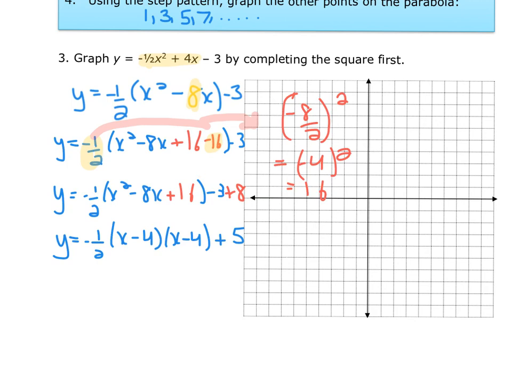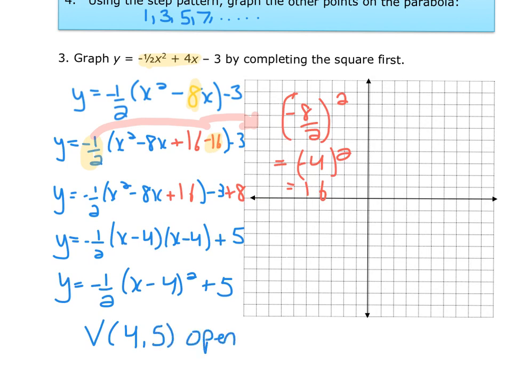So when I factor the trinomial, I get x minus 4, and I'm just going to write that in proper form. So y equals negative a half (x minus 4) squared plus 5. So that means my vertex is (4, 5). And I know that my graph is going to open down because it has an a value of -1/2.